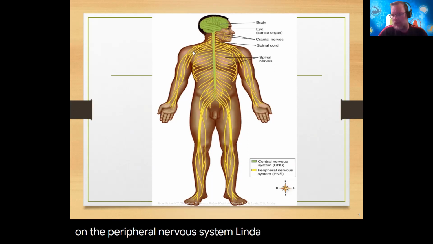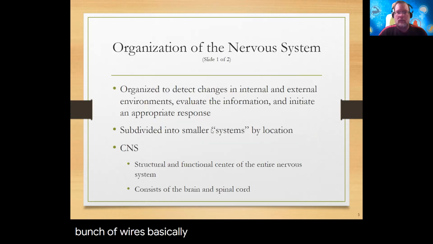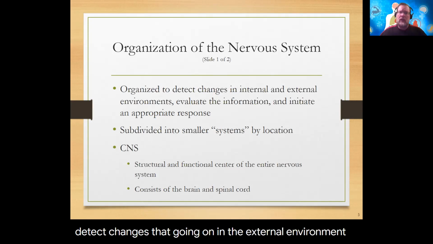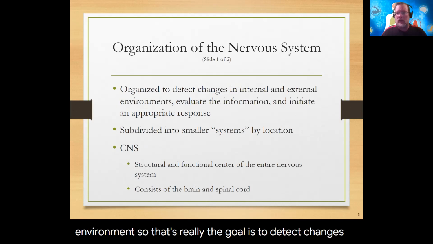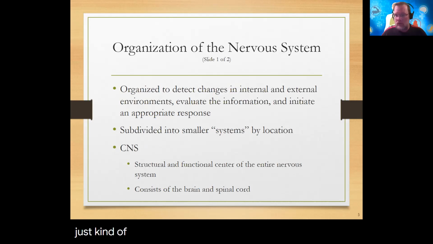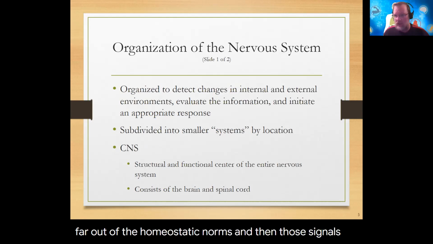But anyway, it's all interconnected. It's just a bunch of wires, basically. And again, we see that these nerves are organized in a way that the sensory can detect changes going on in the external environment, as well as certainly changes going on in the internal environment. So that's really the goal, is to detect changes, or just monitor homeostasis too. It's not just about detecting changes, I suppose, it's part and parcel. We're monitoring homeostasis and then detecting changes when we get too far out of the homeostatic norms, and then those signals get sent to the brain.